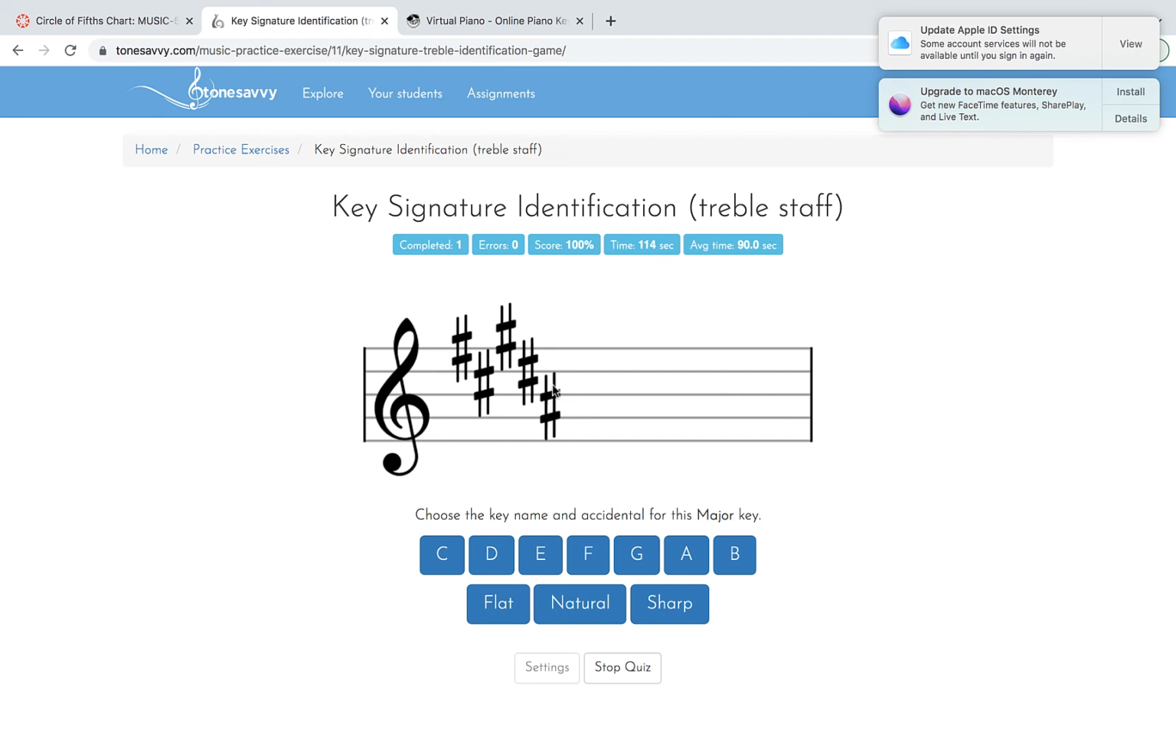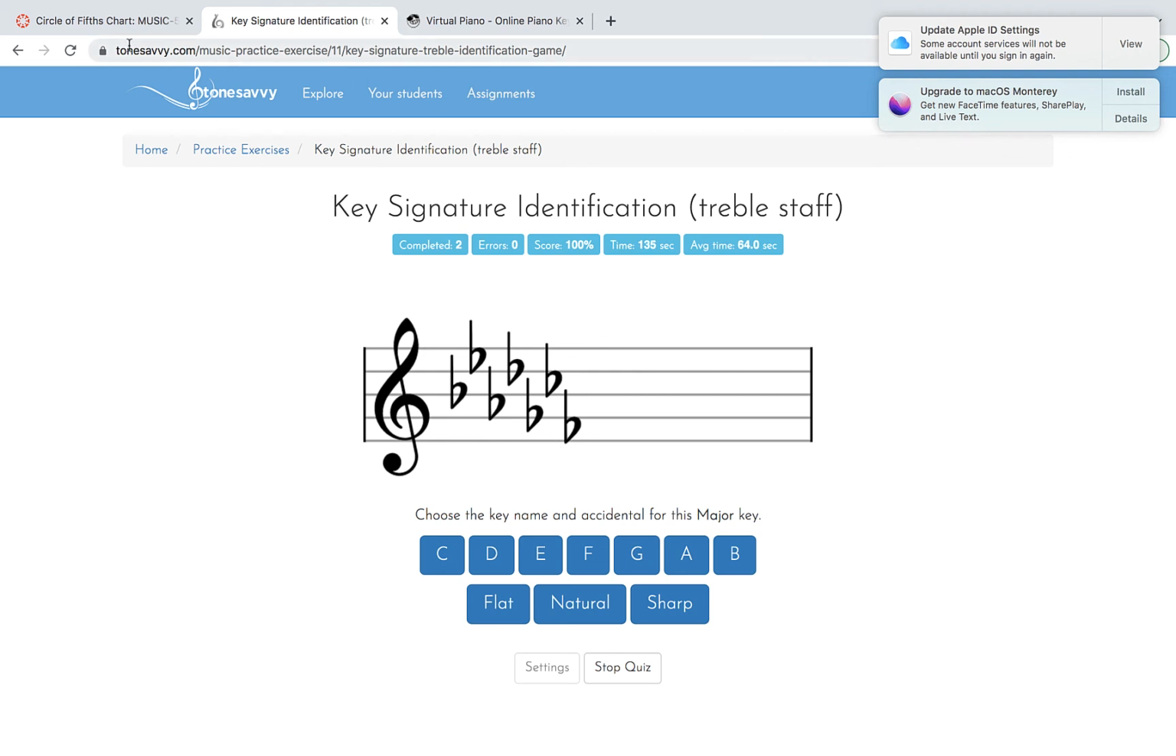Here's a little hint. The last sharp leads into the key. A sharp leads you into B. And it's not B flat, not B sharp. It's just plain old natural B. 1, 2, 3, 4, 5, 6, 7.